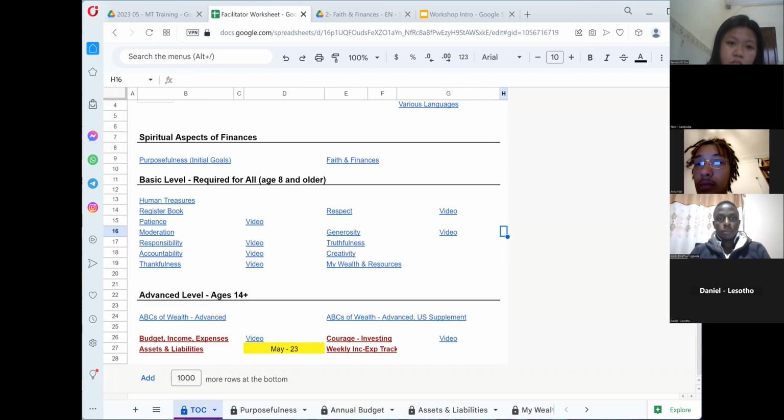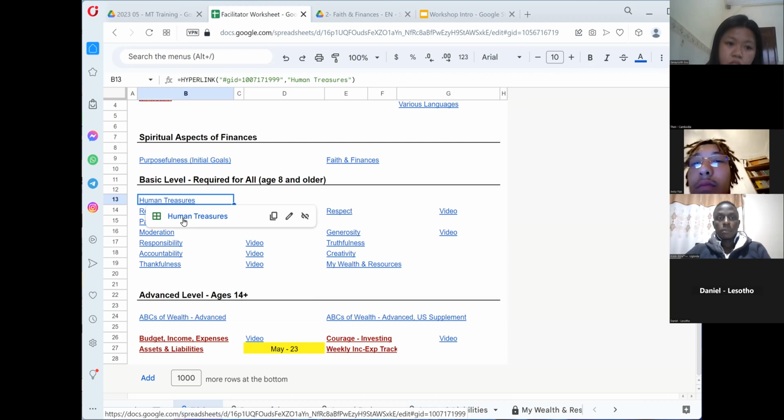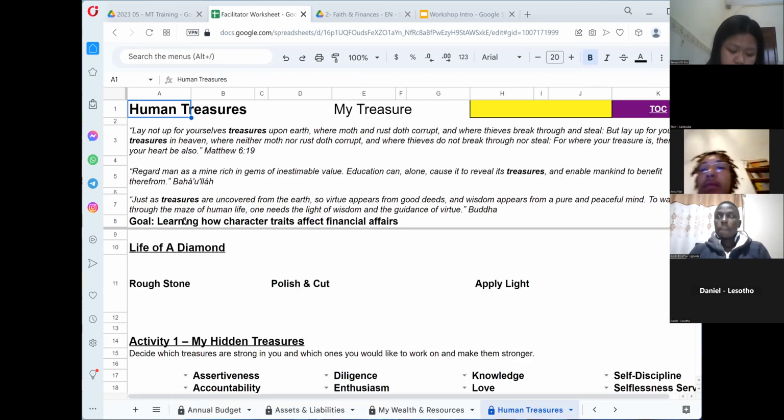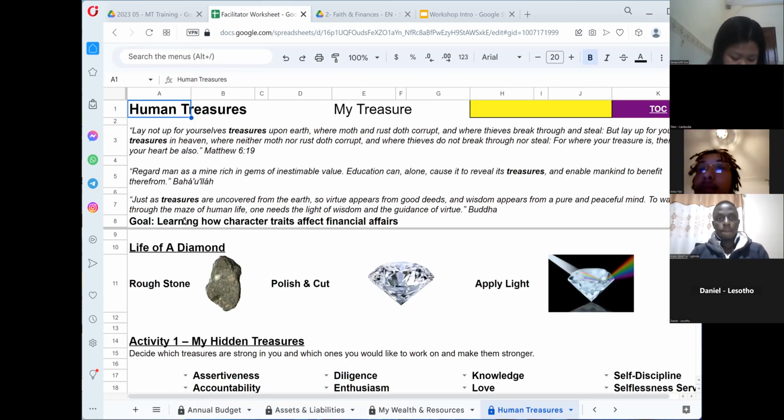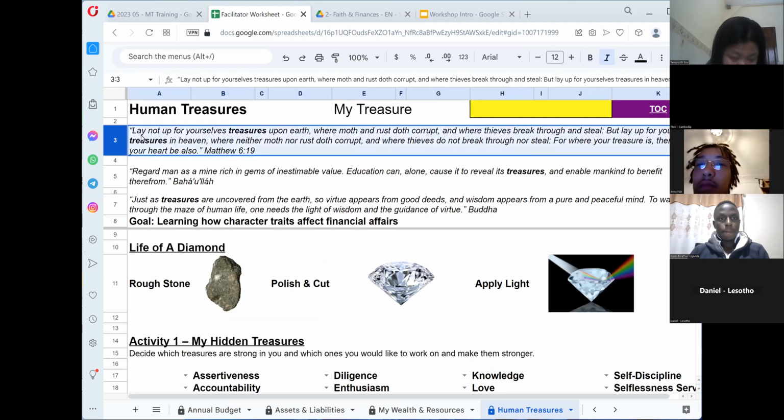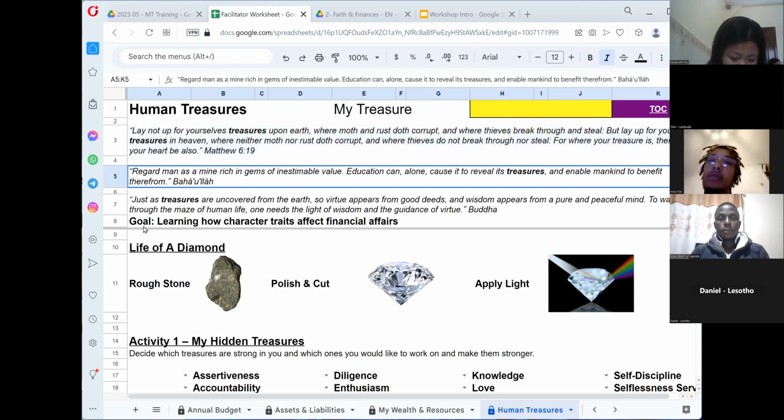For the next 45 minutes we're going to get into the human treasures and start to break down what these treasures are that we read about. We already read the first quote from the Bible. We're now going to read the two from the Baha'i writings and from Buddha's writings, and start to discover these treasures. Can somebody read this one, please?